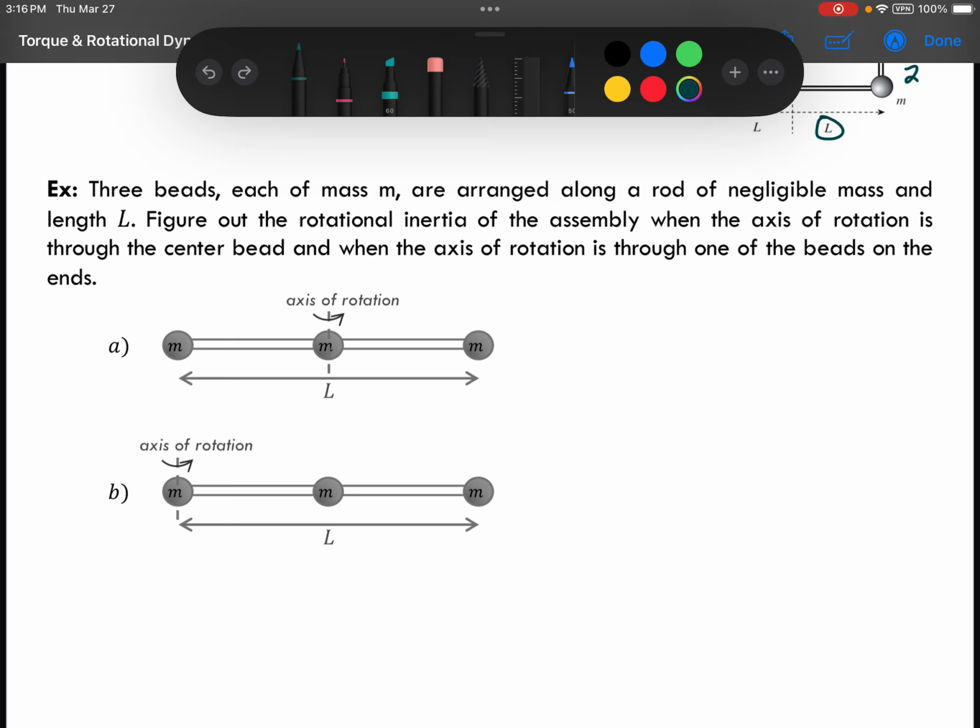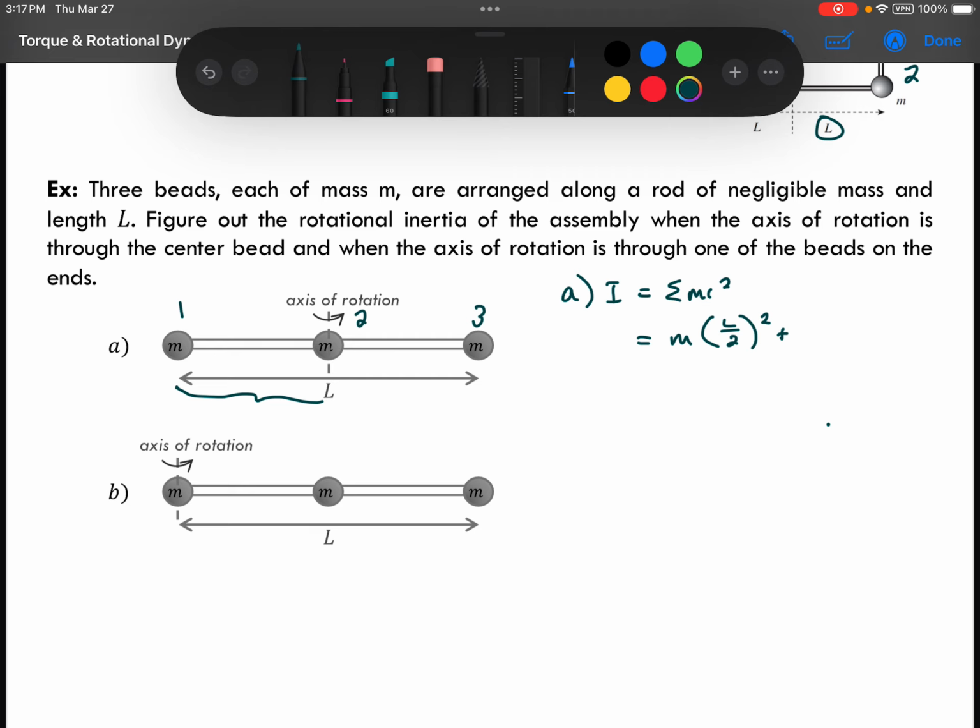So let's look at part A, when the axis of rotation is through the center bead. Well, we know to calculate that rotational inertia, it's the sum of mr squared. And let's label these 1, 2, 3. Our first point mass is m, and it is a distance half L, or L over 2, away from the axis of rotation. So we have m (L/2) squared.